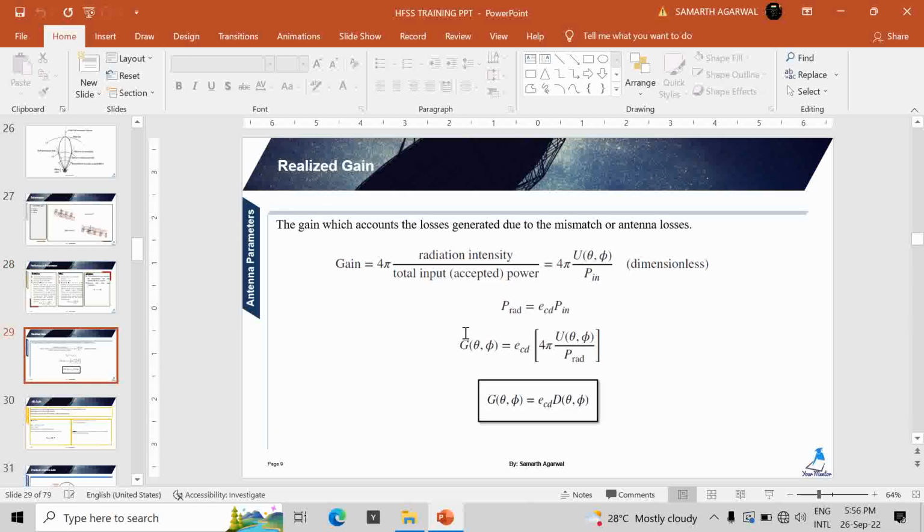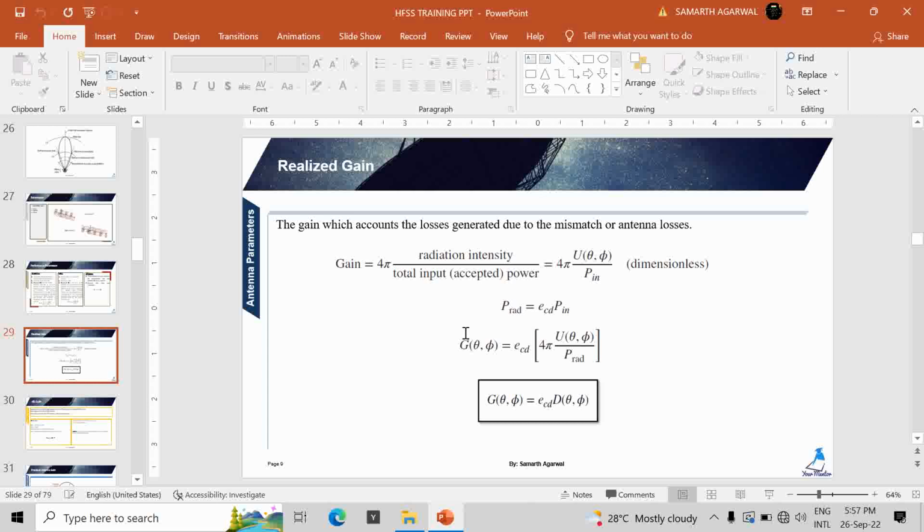In these formulas I have shown that gain is equal to, we all know, the radiation intensity divided by the total input power, the accepted power. So P in divided by 4 pi, meaning all over the spherical region. That will come as 4 pi U of theta phi divided by P in. Then further, P radiation is nothing but the efficiency times P in.